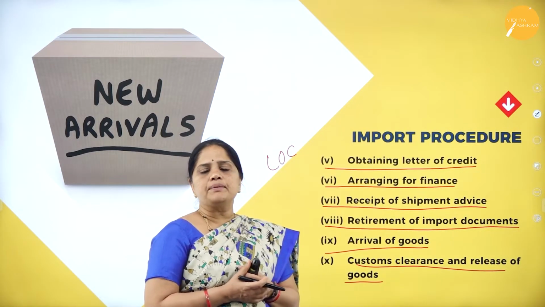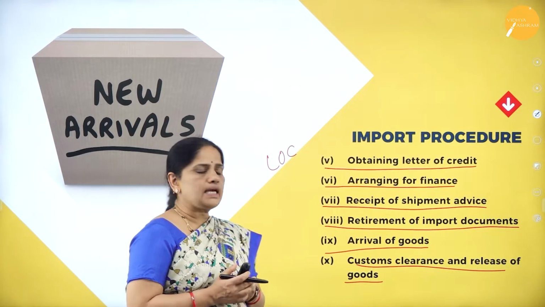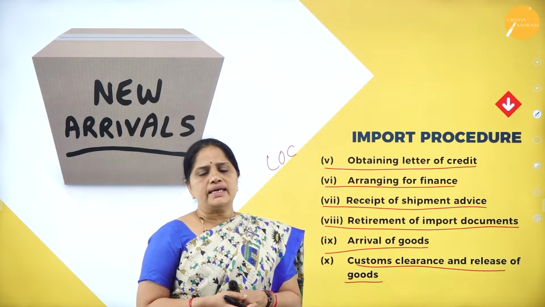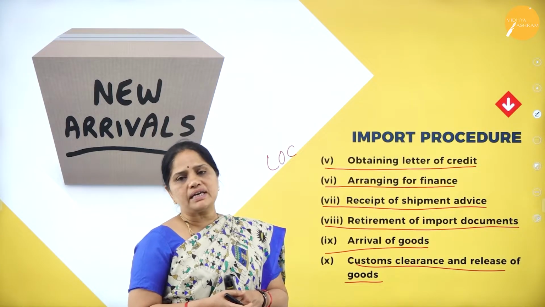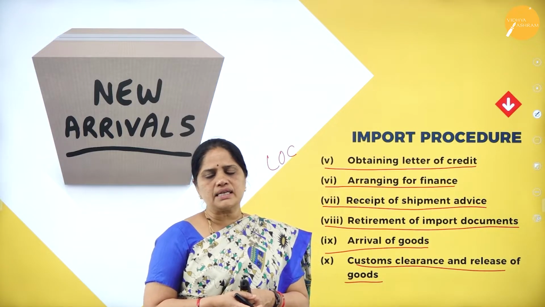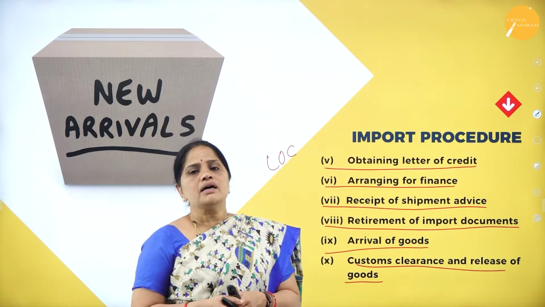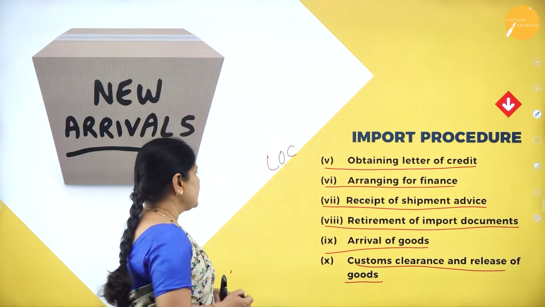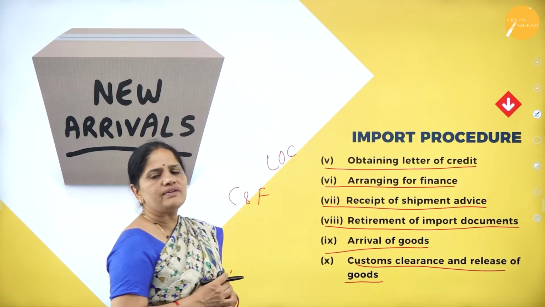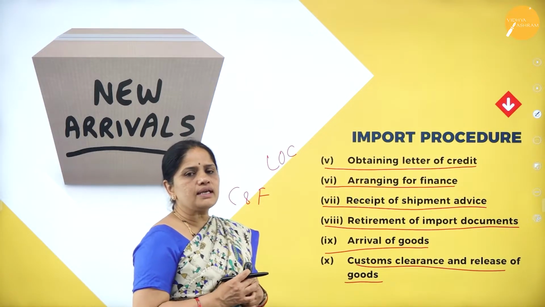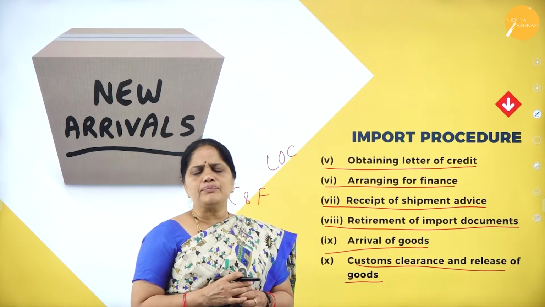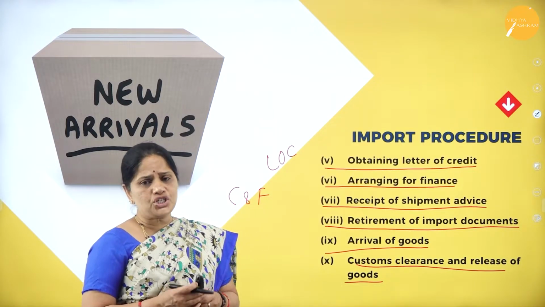The last step in the import procedure is the customs clearance and the release of goods. So once the goods reach the port of destination, then the importer has to be very careful. If he is not well versed with the formalities relating to the customs clearance, he can always appoint a C&F agent, clearing and forwarding agent, who is well versed in the formalities relating to imports. Now the importer has to receive an endorsement order or a delivery order from the shipping company.